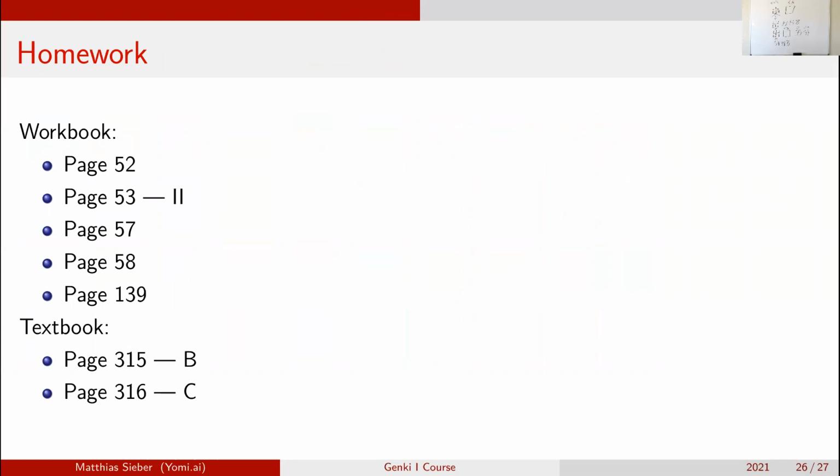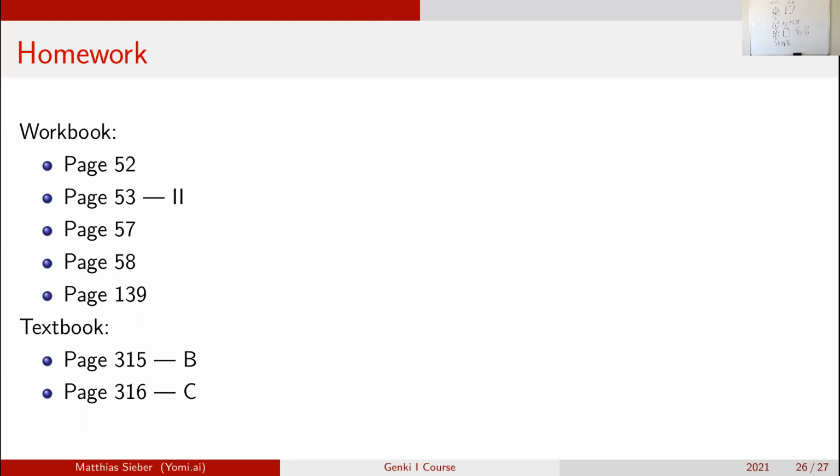And that is it. So real quick, homework. Let me check real quick. Page 52 is filling in the conjugation table below: present affirmative, present negative, then non-past affirmative, non-past negative, and then past affirmative and past negative. Page 53, numeral 2 is again some translation.